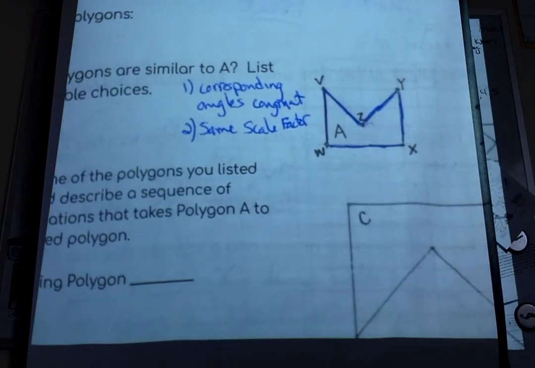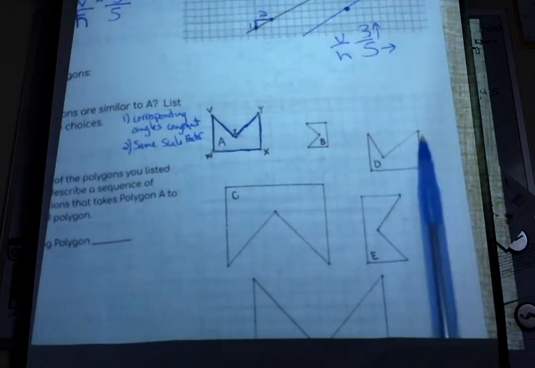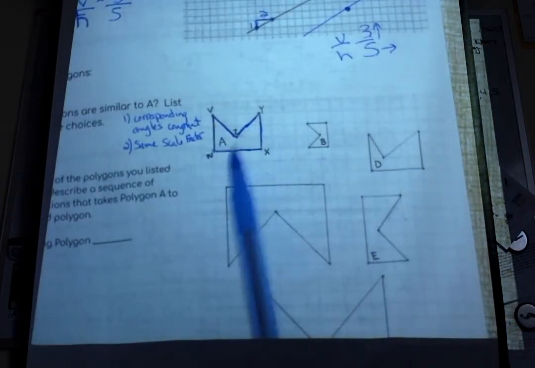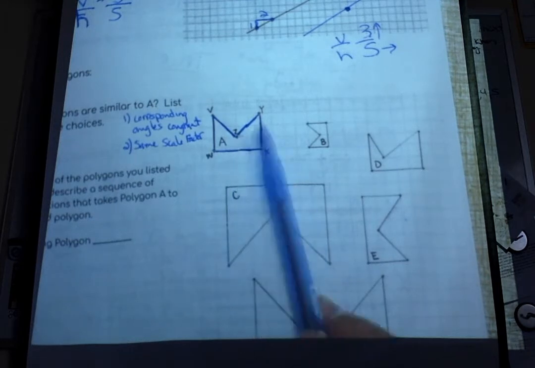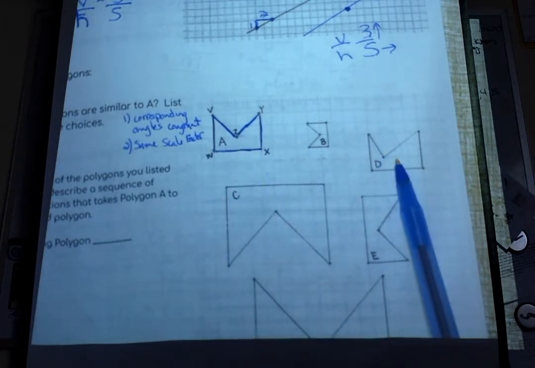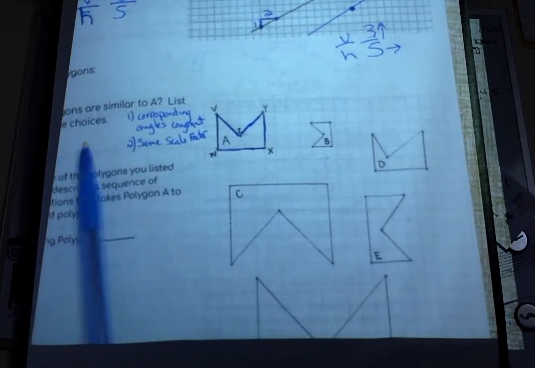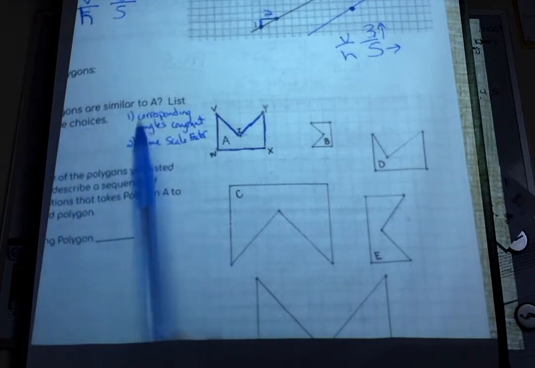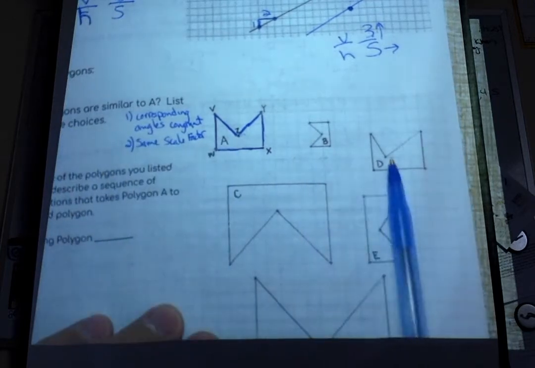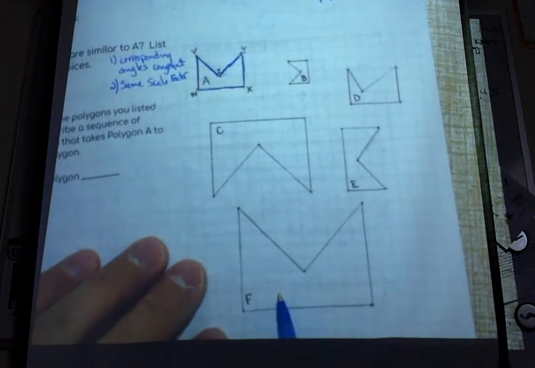Another way to do this is being able to do some type of transformation to land right on it. First of all, the shape has to be identical. Shape has to be the same. So if we're looking at, for example, D, you see how this is different. So we know D is not going to be. All right, so what we're going to do is we need to decide which polygons B, D, C, E, and F are similar.